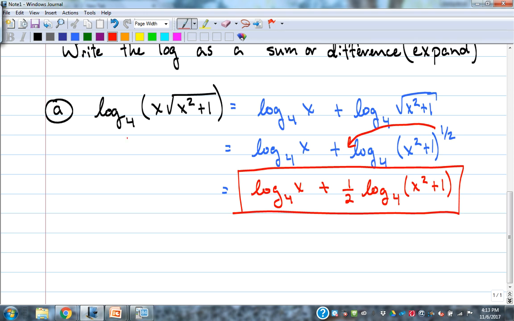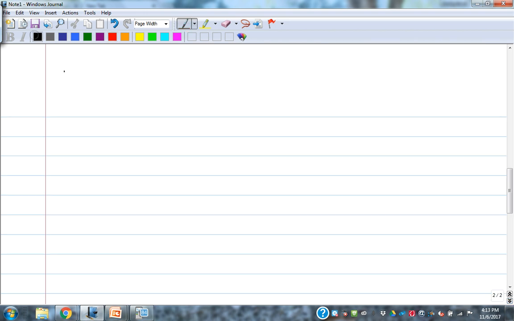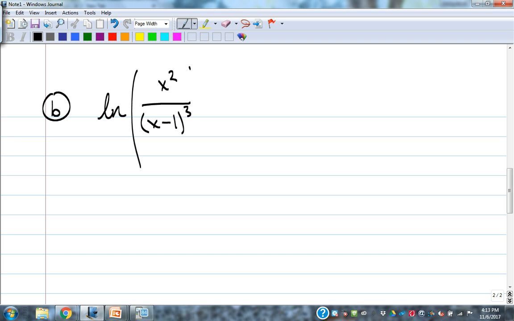All right, let's look at another. Natural log of x squared over x minus 1 cubed. The biggest piece of advice I could give you with this is don't try to do too much at once, and that's where you usually get confused, if you try to do too much at once. Just take it one step at a time.